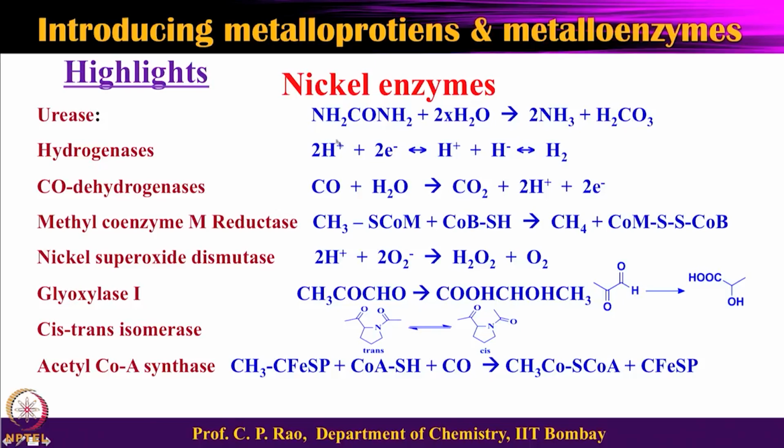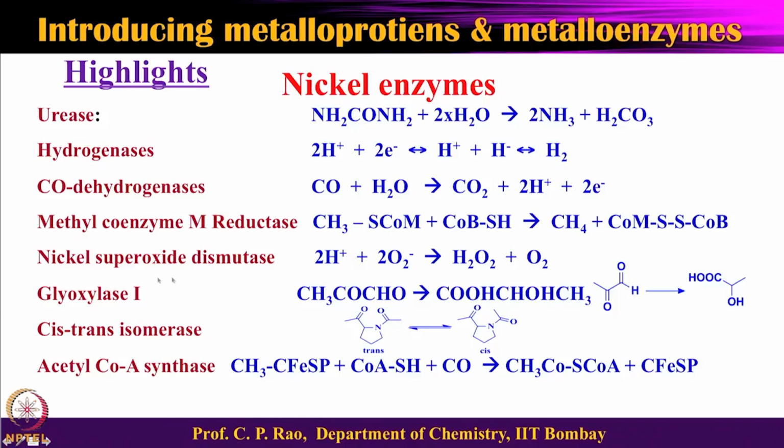Urease hydrolyzes urea to ammonia and H2CO3. Hydrogenase converts protons to hydrogen using electrons, and it is a reversible kind of enzyme. CO dehydrogenase is carbon monoxide dehydrogenase, going to carbon dioxide. Methyl coenzyme M reductase would reduce the methyl group of the coenzyme to a methane moiety, and that methane is further used by methanogenic bacteria, where the methane is converted to methanol by methane monooxygenase, etc.